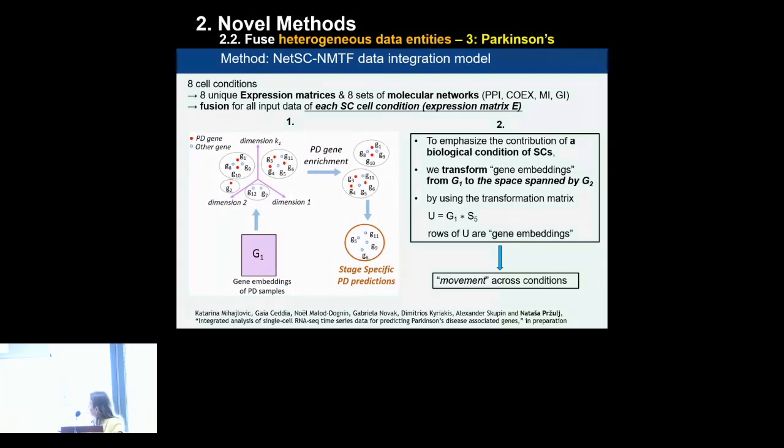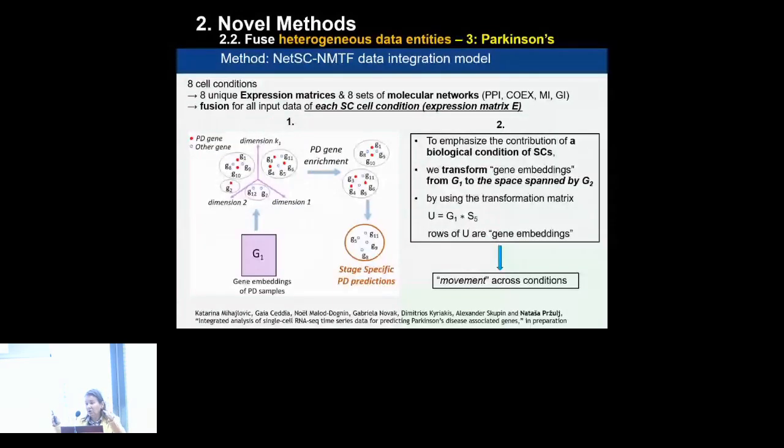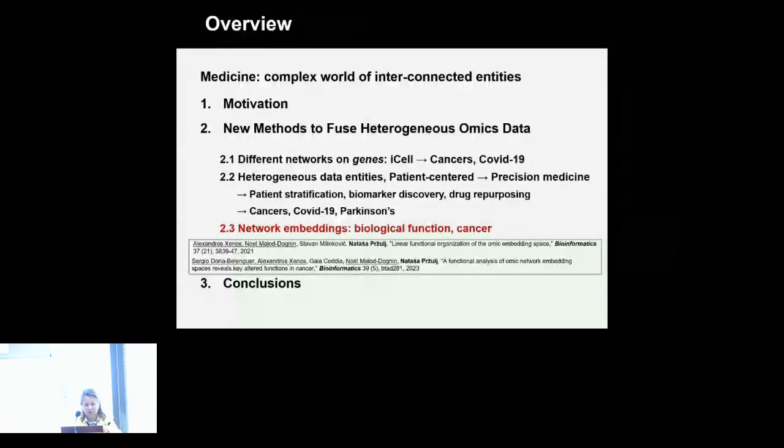But not only that, you can transform. If I go a little bit back here, if you multiply these, you can transform from the space spanned by the genes into the space spanned by single cells. So you're going to get these gene embeddings, and then you can track the movement across the conditions. We have a couple of papers in preparation on that right now. And this brings us to our most recent work on network embeddings to learn about biological function and involvement in cancer. And these are 2 recent papers.